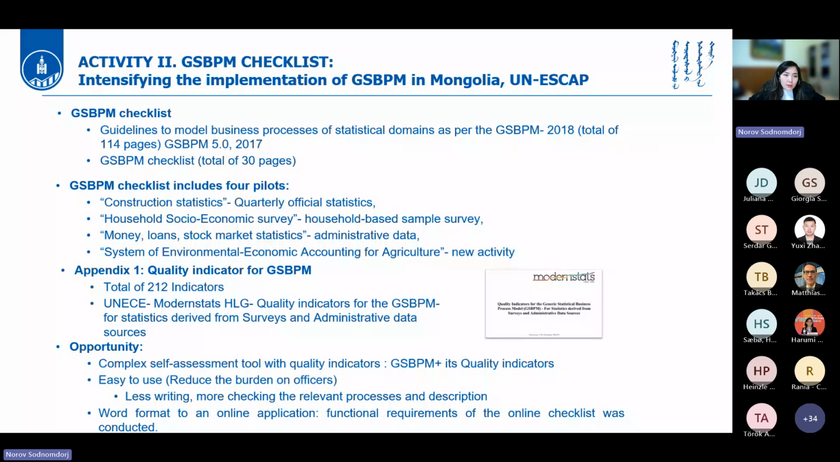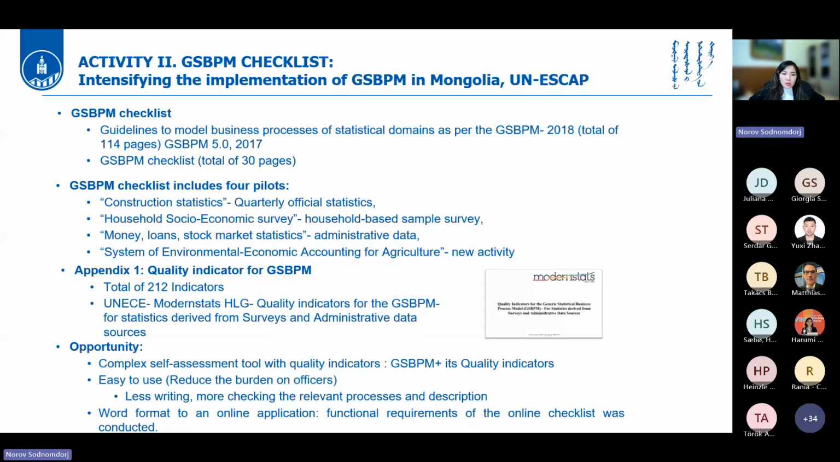So we piloted like 4 different official statistics from the different statistical production processes. For example, the construction statistics is representing our quarterly or monthly official statistics that we, the NSO, collects the data from the enterprises. And the household socioeconomic survey is representing the household-based sample surveys. And also we piloted the money, loan, stock market statistics, which is conducted by the Central Bank of Mongolia. And also we also piloted the SIA accounting for the agriculture. So we piloted as our new statistics.